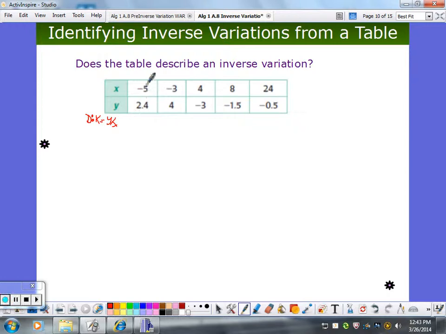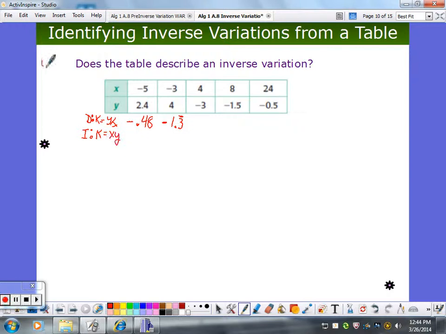Who's got their calculator? What's 2.4 divided by negative 5? Negative 0.48. What's 4 divided by negative 3? Negative 1.33. Okay, look at the table. They're different already. It's not direct. I know it's not a direct variation. Now, how do I check for inverse? What was k?